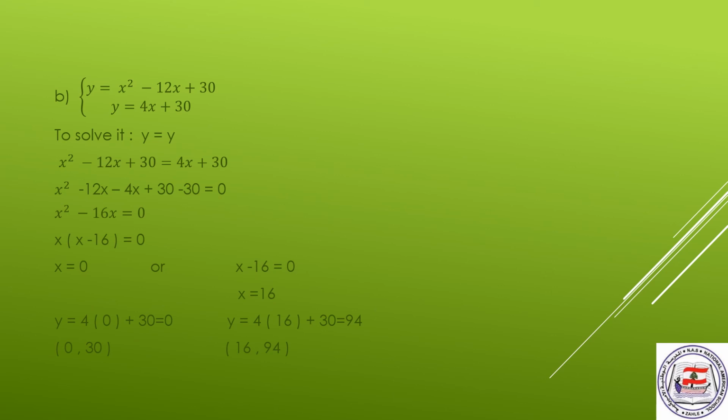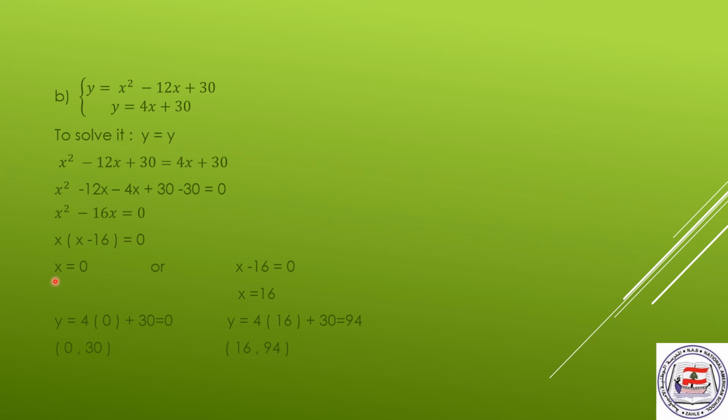In example 2, the system is of equations y equal to x squared minus 12x plus 30 and y equal to 4x plus 30. So by solving it, we take y equal to y, rearranging the equation, we get x squared minus 16x equal to 0. We can use the discriminant way, or since it's an incomplete form, we can take x in common easily and factorize the equation. We get x into (x minus 16) equal to 0.